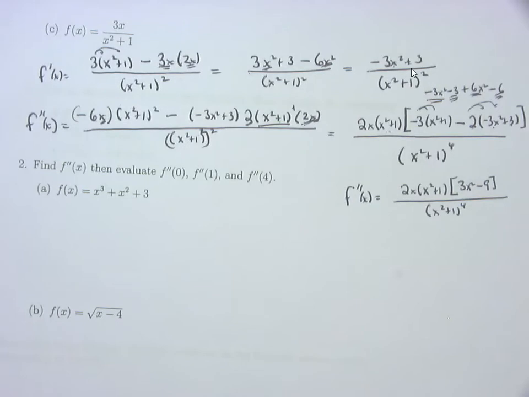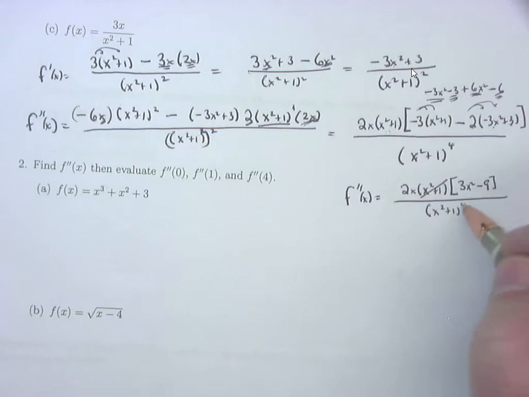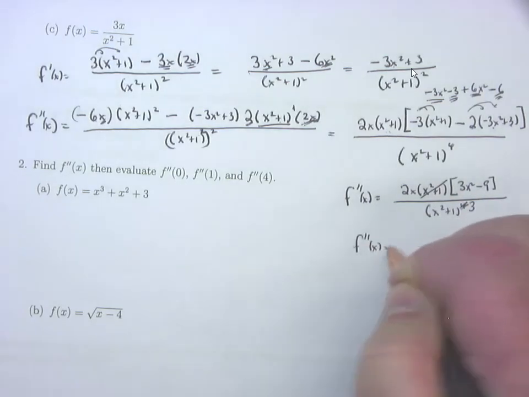Numerator, denominator, you see something in common. I've got both having x squared plus 1. I have x squared plus 1 to the 4th, so one of them's going to cancel, leaving 3 of them left over. So that completely cancels one of those. So my actual answer for the second derivative is 2x.